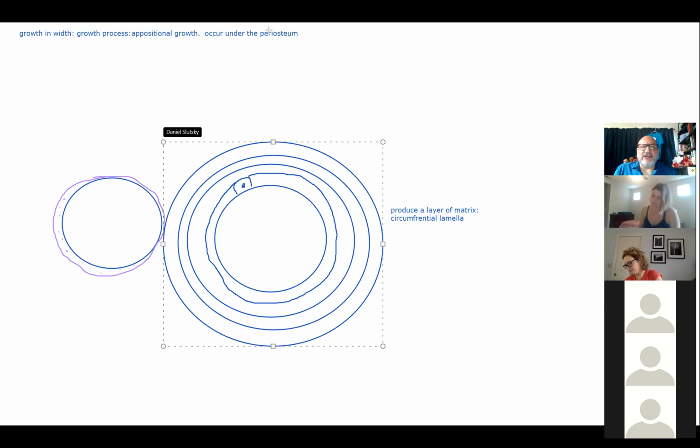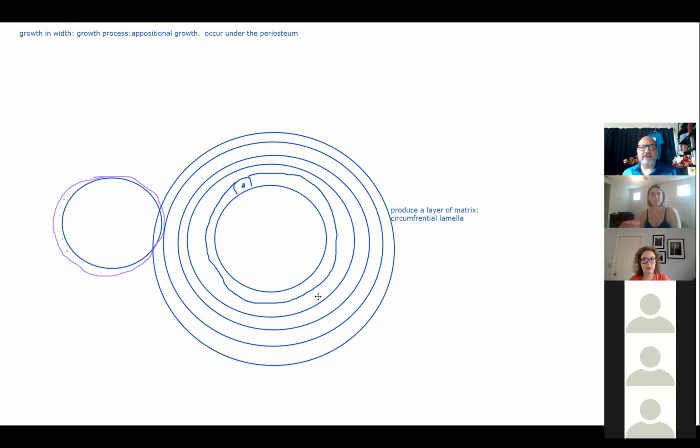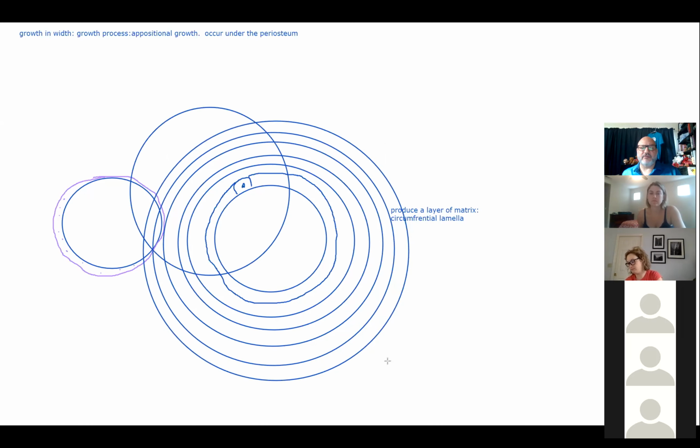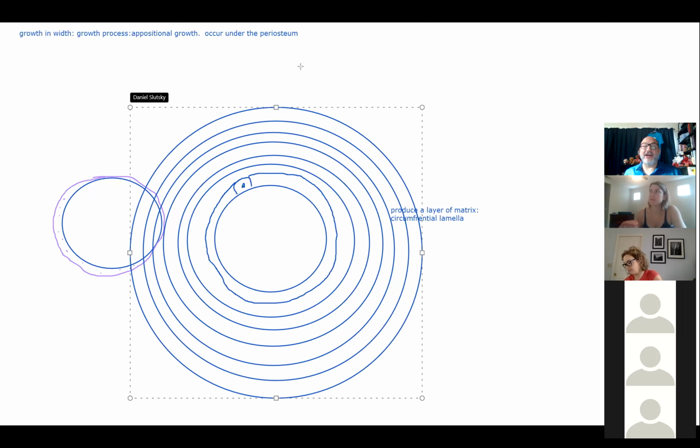However, we have an issue. When we look at a cross-section of a long bone, does it look like a tree? You can just cut through the bone and count the rings and tell how old the person is. Is that what it's going to look like? No. We do know that there are a few layers of circumferential lamellae, but is the entire bone just circumferential lamellae? Is that what the entire mature bone looks like? Just hundreds and hundreds of layers of circumferential lamellae? No, it's not what it looks like.